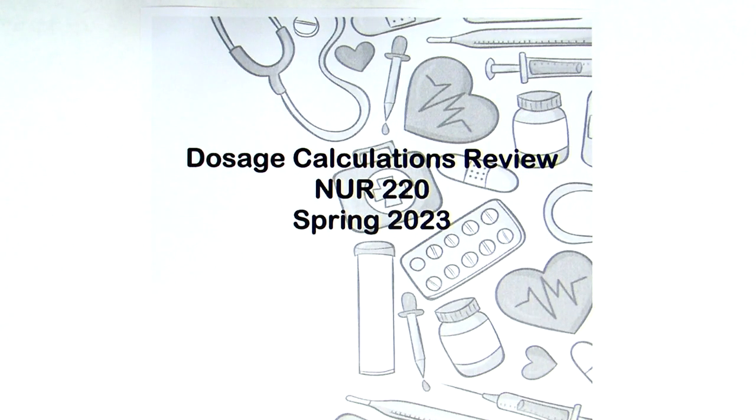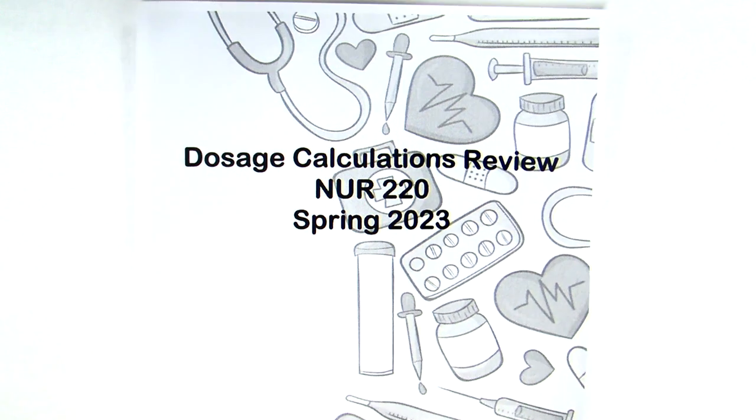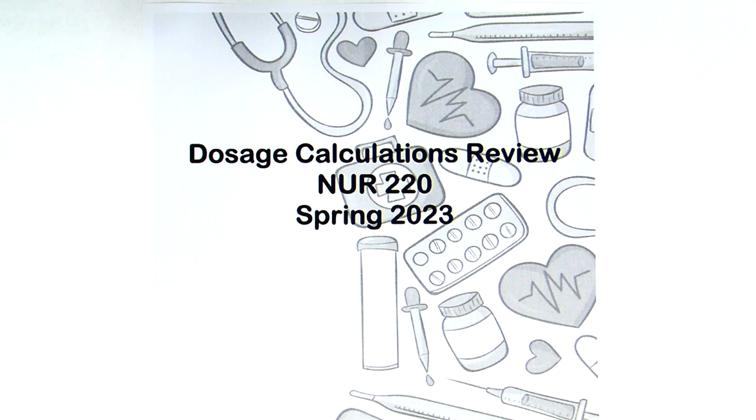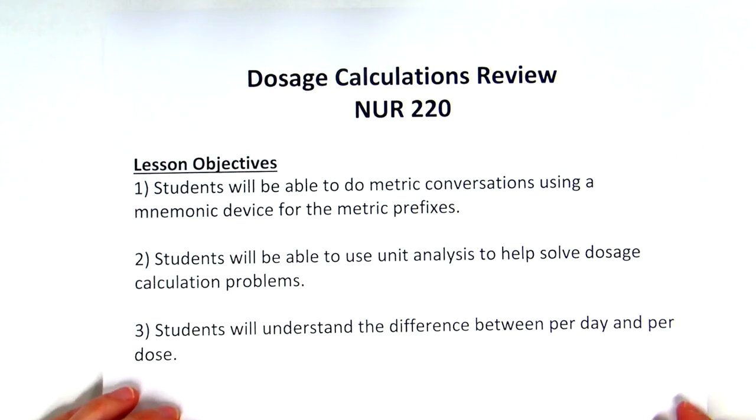In this video, we're going to be taking a look at some dosage calculations. It's going to be a basic review for Nursing 220 at Purdue University for the spring 2023 semester. This video is going to basically have 3 lesson objectives.